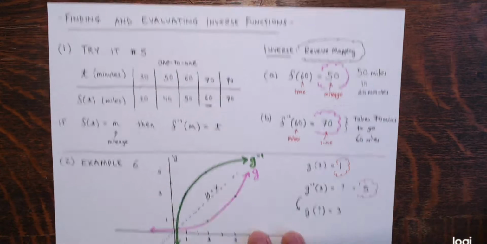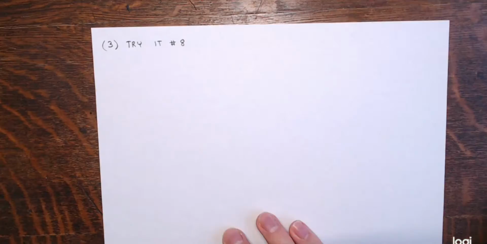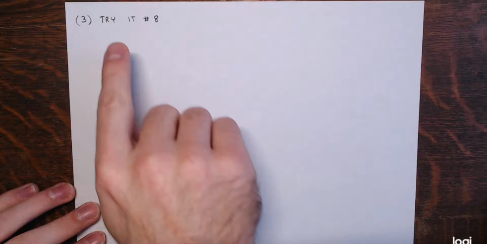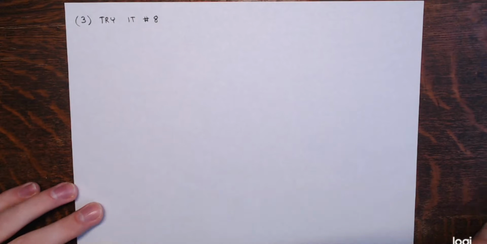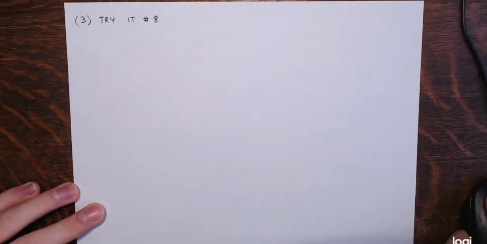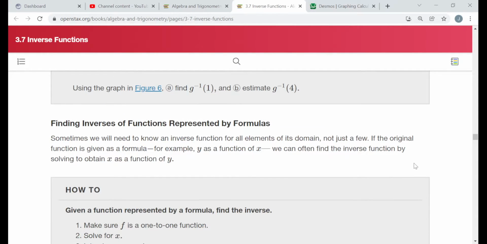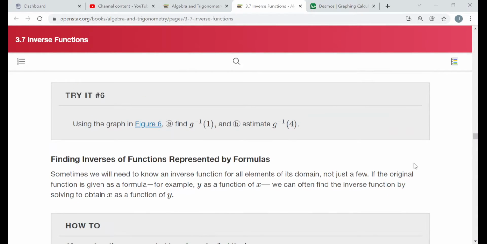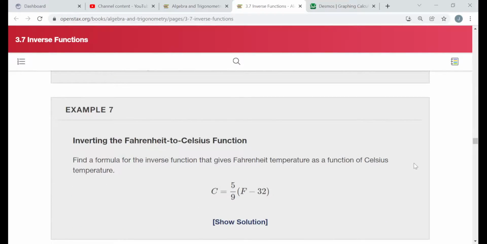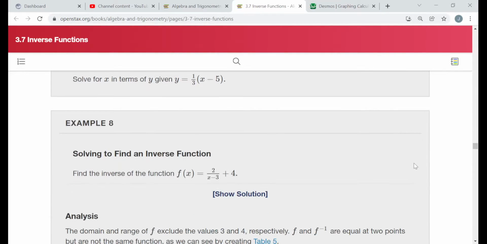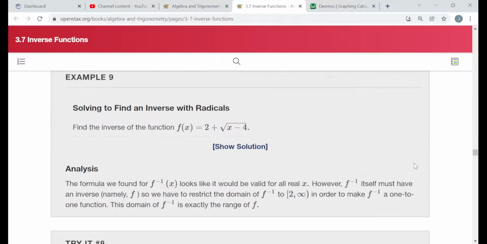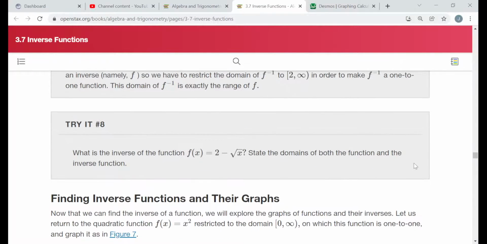All right. My next example, I want to do Try It problem number 8 from the reading. So back here, again, you've got some other stuff for you to do. Try it number 6, example 7, try it 7, example 8, all this stuff. Example 9. I just want to look at Try It number 8.